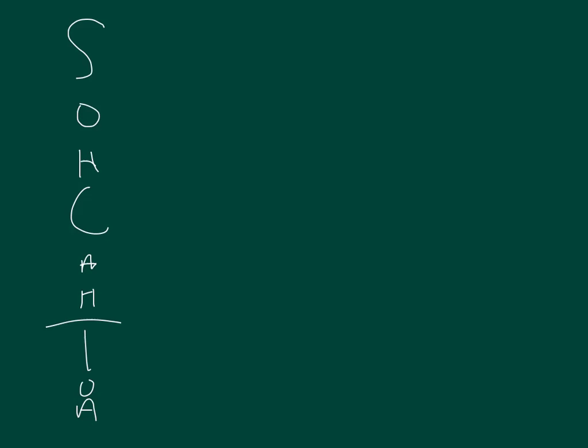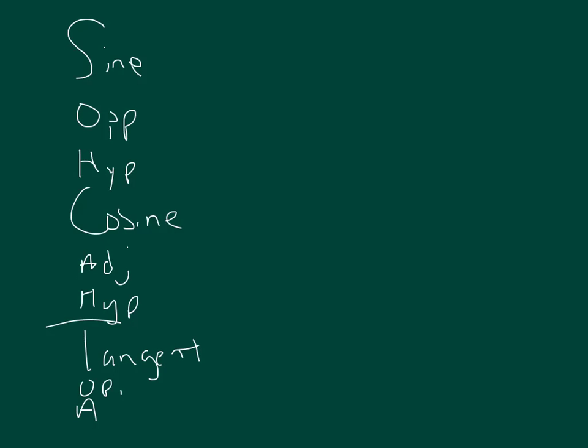Okay, right triangle trig. SOHCAHTOA, you've seen it, you hopefully remember it, but let's review it. What it means, SOHCAHTOA: S is sine, O is opposite, H is hypotenuse, C is cosine, A is adjacent, then hypotenuse again, T is tangent, and again opposite and adjacent.